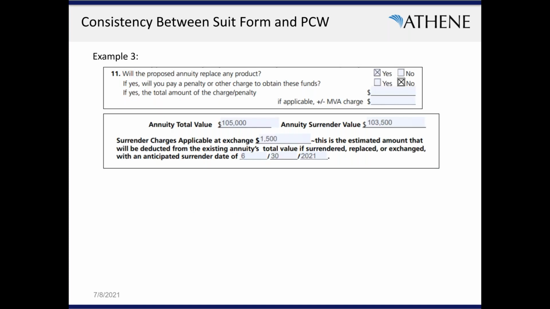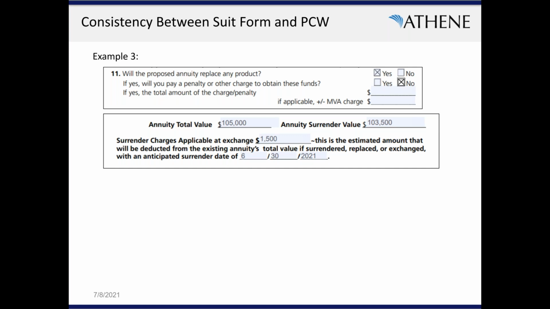And then number 3 is that on the last page of the comparison form and on question 11 of the suitability form, it's going to talk about if there are any charges, fees, surrender loss, anything like that. Consistency is the key. So question 11 on the suitability form asks, will the proposed annuity replace any product? Yes or no? If yes, will you pay a penalty or other charge to obtain these funds? Yes or no? If yes, total amount of the charge penalty, and then if applicable, positive or negative MVA.